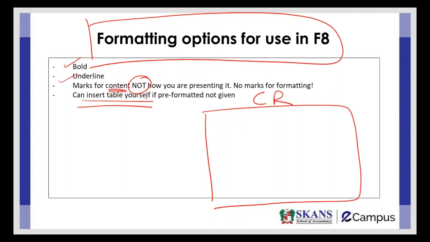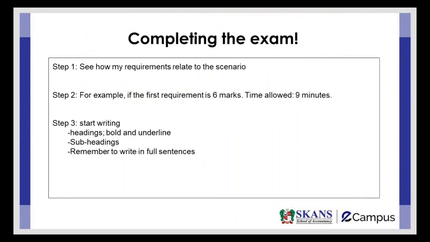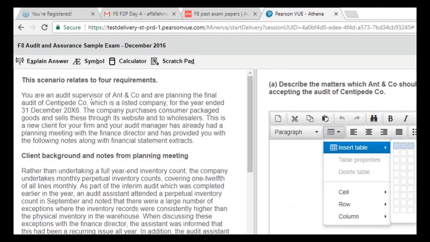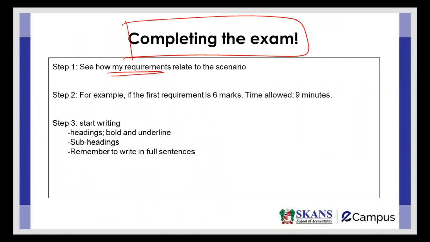I'll talk about this in a little while. Very important, guys: she has said that at the top of the question, it always tells you how many requirements relate to the question. For example, I'll just show you over here. This is a question. It says this scenario relates to 4 requirements. So you should know that I have to answer 4 requirements for this scenario. This scenario of Ant and Co has 4 requirements, so make sure you answer all 4 of them.